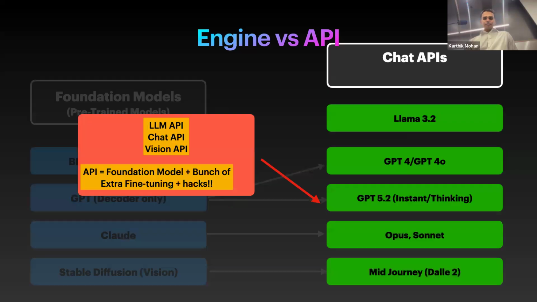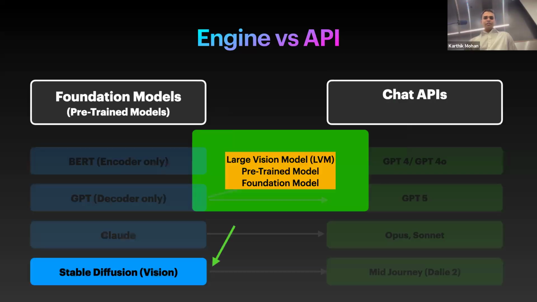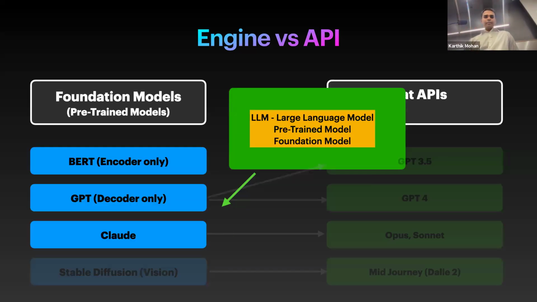Okay, yeah, so this is large vision model, pre-trained model, foundation model. So again, you can use these interchangeably. Foundation model, pre-trained model refers to the base. What's your base? What's your foundation on which you add other layers of instruction, reinforcement learning, other fine-tuning and stuff. And then the pre-trained model or foundation model for large language models are these, right?